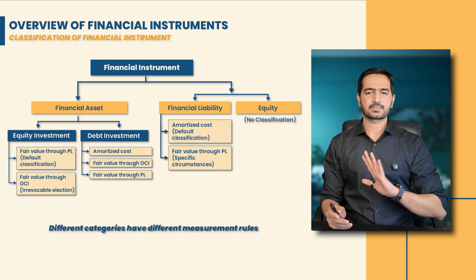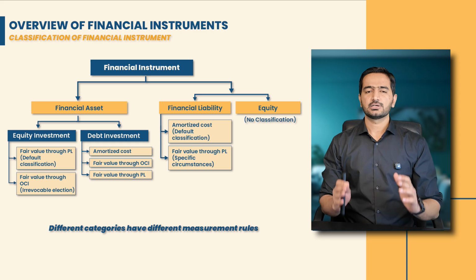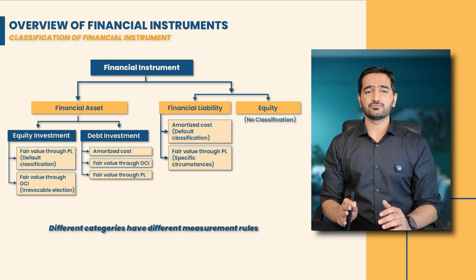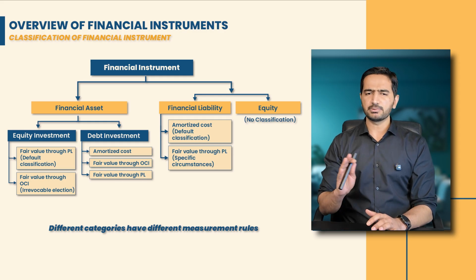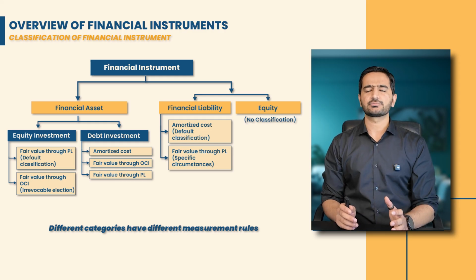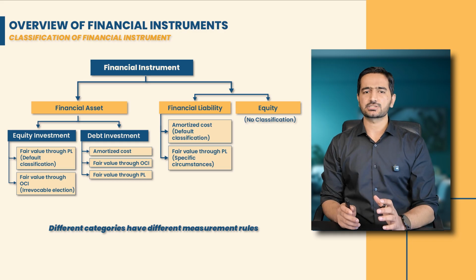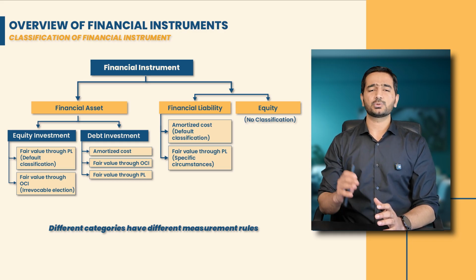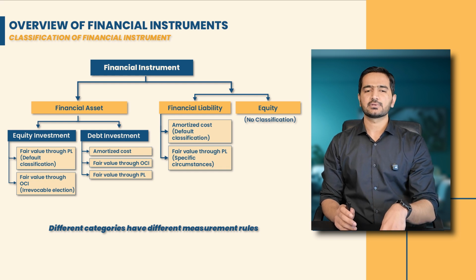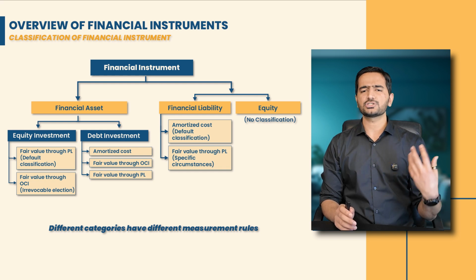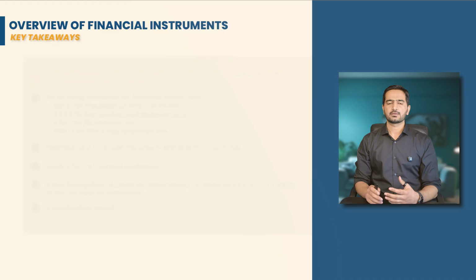Equity is equity. Simple. My friends, look at this framework and memorize it because all the measurement rules, impairment rules and derecognition rules we will cover in our later lectures, all of it connects back to this classification framework. If you understand this today, the rest of the chapter will follow much more naturally for you.